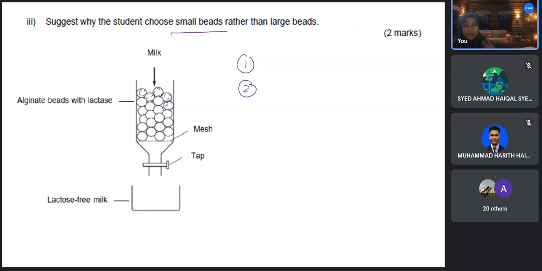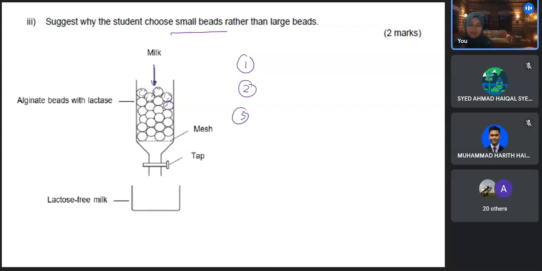Then the second point: you can pack more beads. More enzyme is attached to the beads, and if you use more beads, the milk that passes through these beads will be slower. As you pour the milk through the beads, the milk will pass through much more slowly. Okay, so why must the milk flow be slower to be more effective?